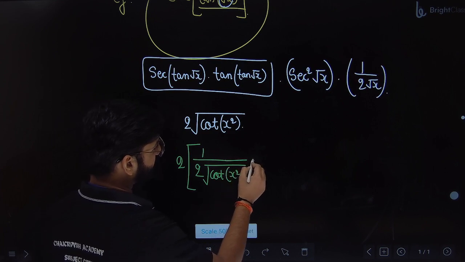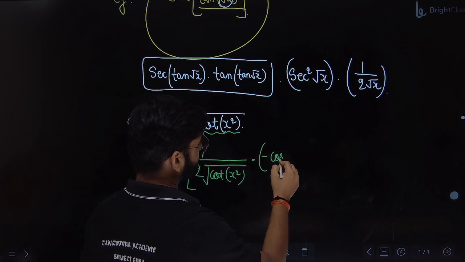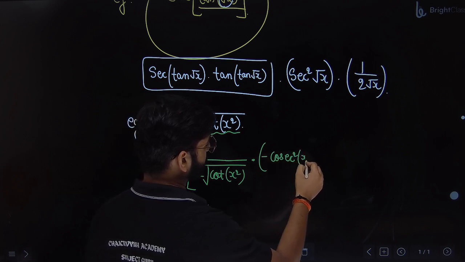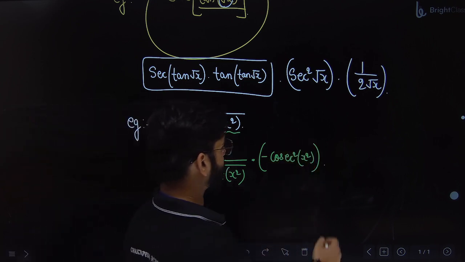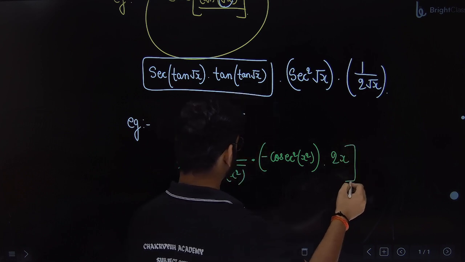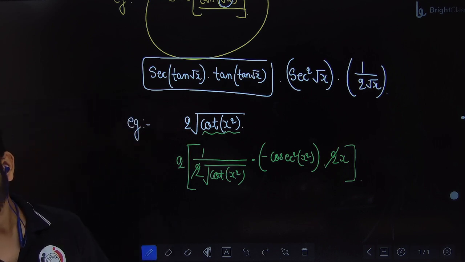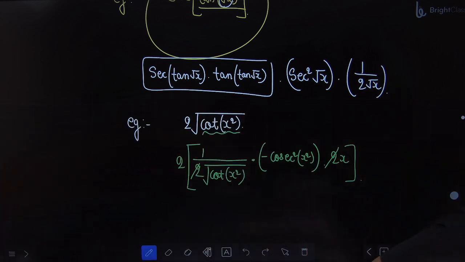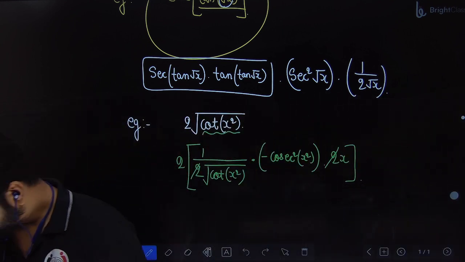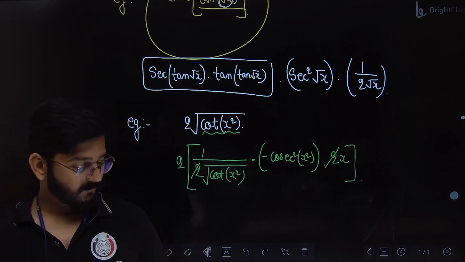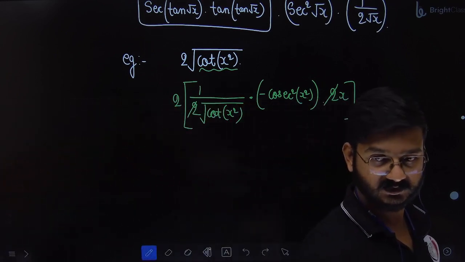Now, what is inside the square root? Cot theta. What is the differentiation of cot theta? Minus cosecant square theta. Now, what is inside cot? X square. Clear? Any questions? So this was the story of chain rule. I hope that now you guys can manage any question. There should not be any difficulty.